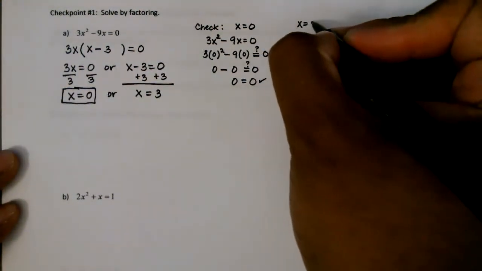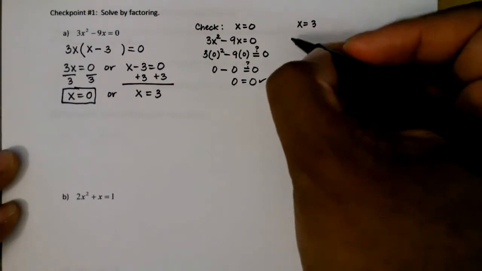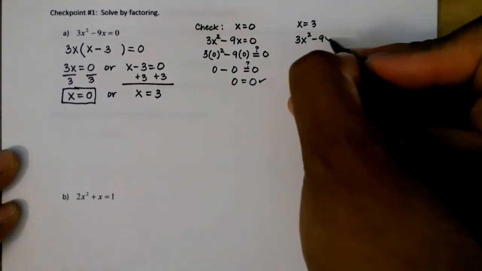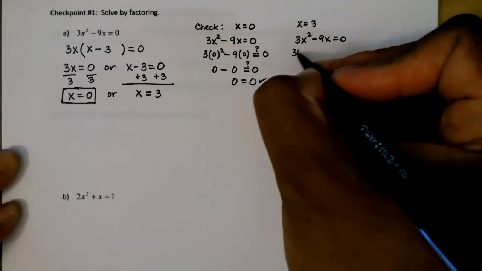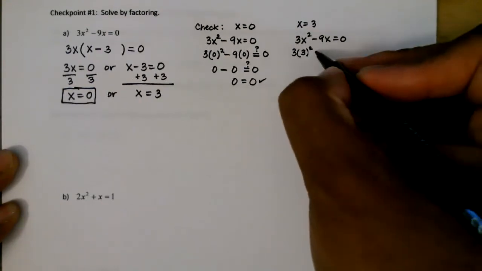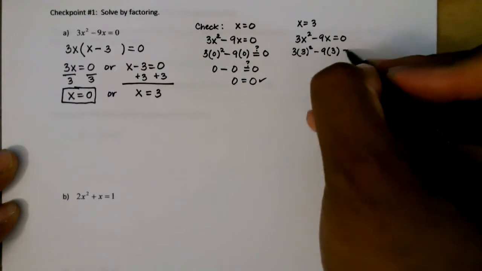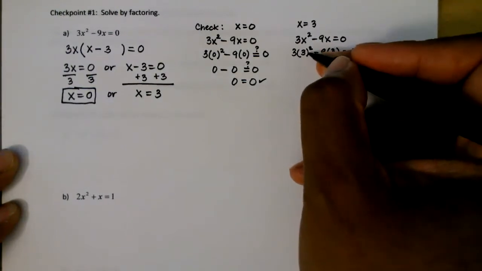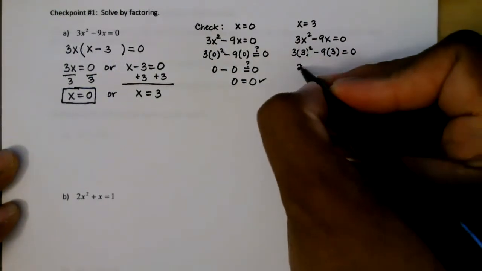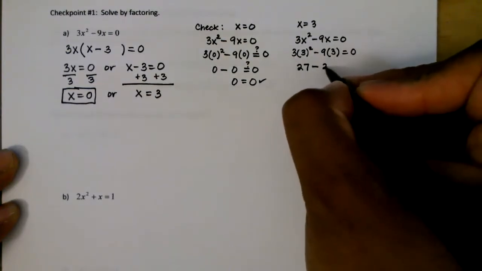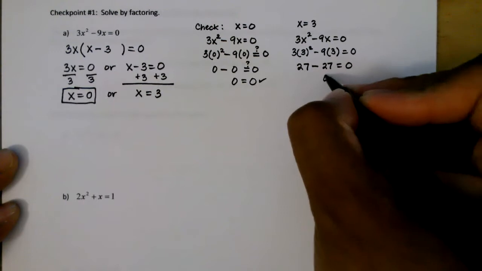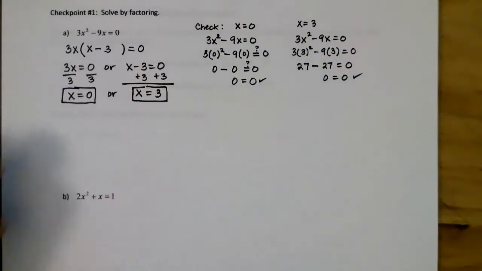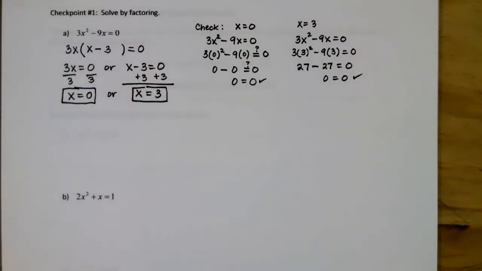Also, I'm going to do the check for x equal 3. In this case, I'll write the original equation and substitute each x with 3. So I get 3 times 3 squared minus 9 times 3 equal to 0. Well, if I square the 3, that's going to be 9. 9 times this 3 in front will be 27. Minus 9 times 3, that's 27. 27 minus 27 is 0. So both of these x values are solutions to this equation.